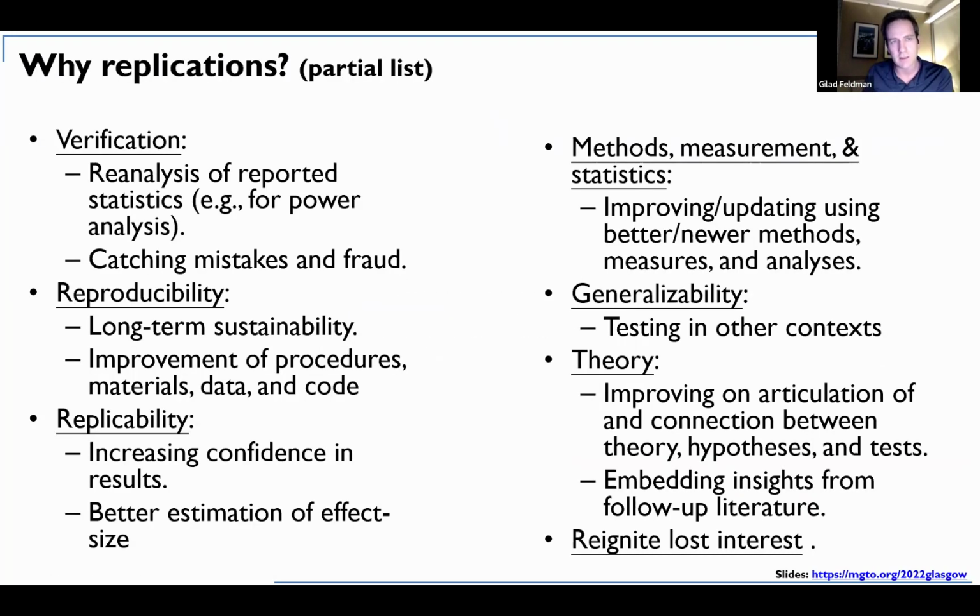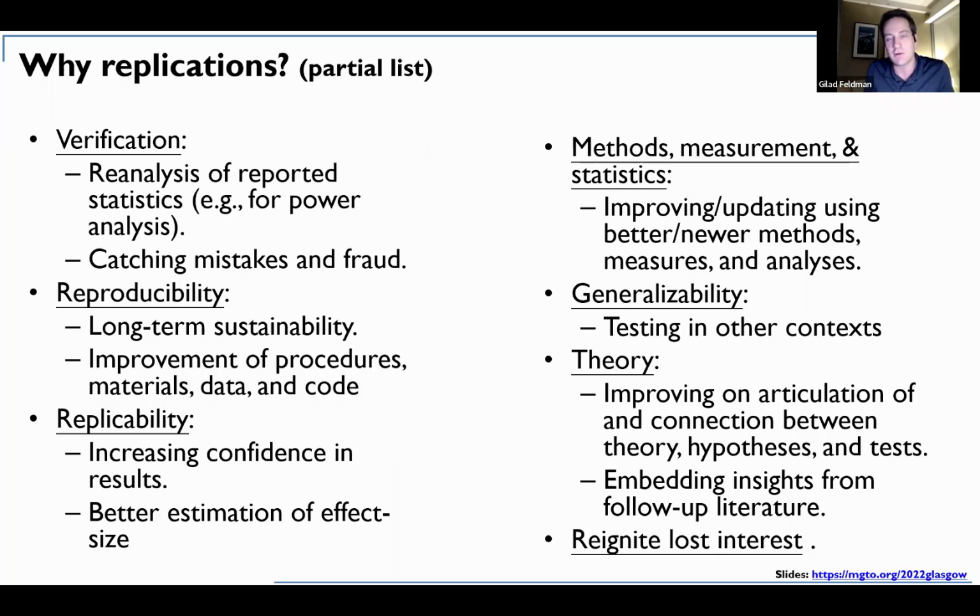Just to summarize, what are some of the things about replications that make them so valuable? First of all, we verify things. We do a reanalysis of the reported statistics. We are able to conduct a power analysis based on what we calculate from that. Sometimes we find mistakes, and never happen to us, but some others find fraud sometimes. There's something about reproducibility. So perhaps the materials from the 1980s are no longer available, but now because of our replication, anybody can take that Qualtrics and use that and has everything laid out.